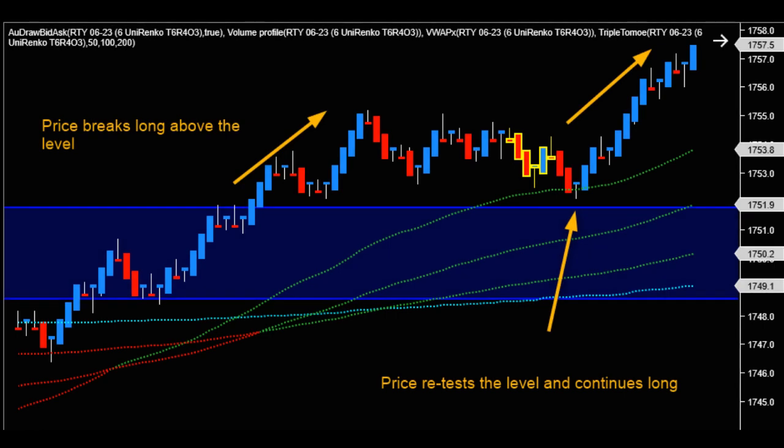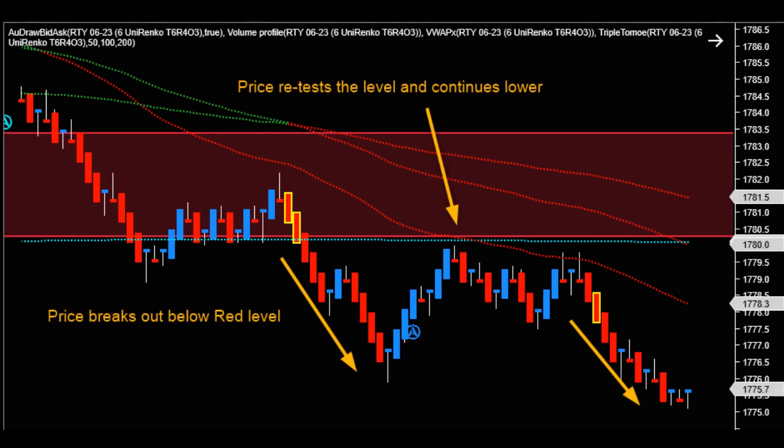Evaluating the level can be nuanced. But to keep things simple, a blue region denotes a level that we expect price to eventually break out to the long side, and a red region denotes a level that we expect price to eventually break out to the short side. For beginner traders, long means price is moving up, and short means price is moving down. If you would like me to make a video explaining trading terminology, please let me know in the comments below.